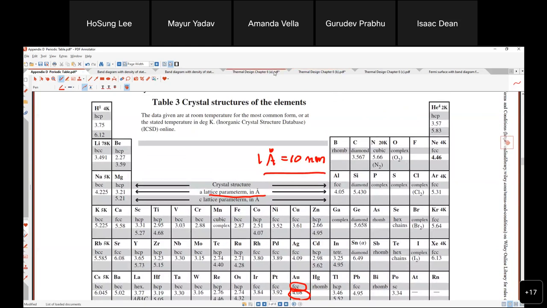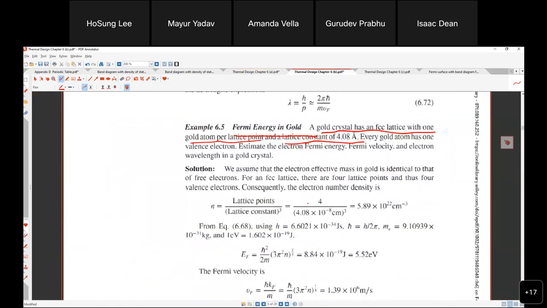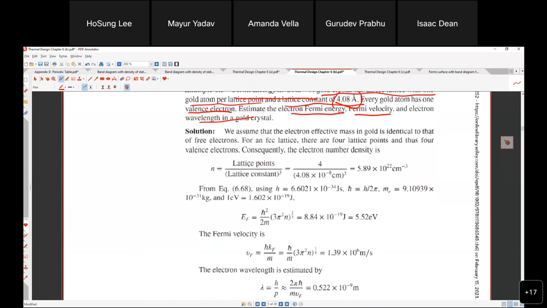So where is B? Okay, now we have this number, and every gold has one valence electron. We know that. Estimate the electron Fermi energy, Fermi velocity, wavelength. Let's look at it. So FCC. How many lattice points? We know that 4. Okay, four atoms per lattice. FCC, so the lattice constant is this.